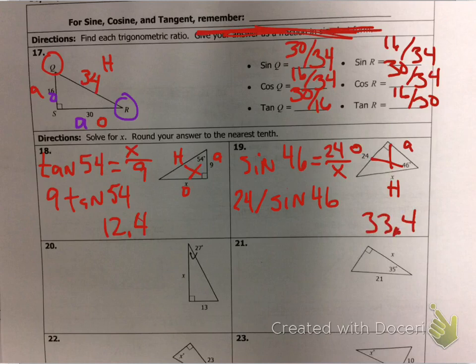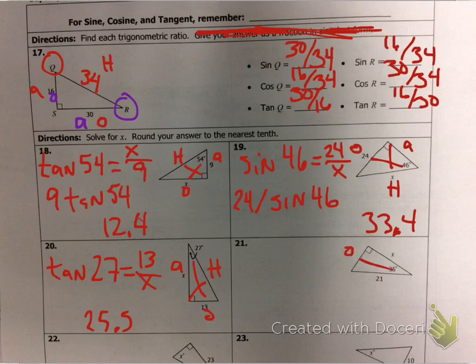Okay. Opposite, hypotenuse, adjacent. Opposite and adjacent is tan. So tan 27 is equal to 13 over x, and again, you would divide to get 25.5.